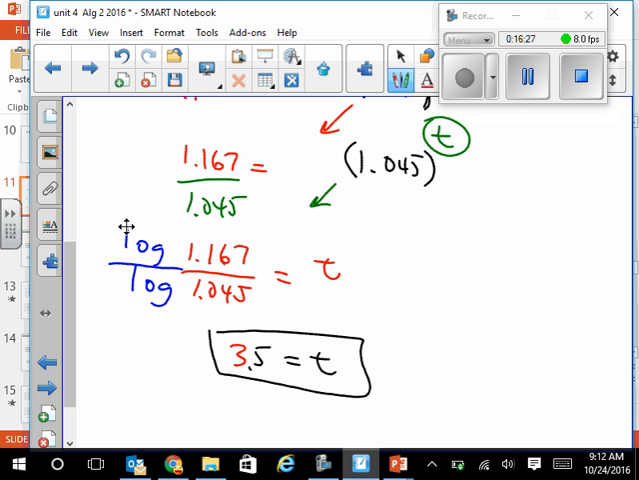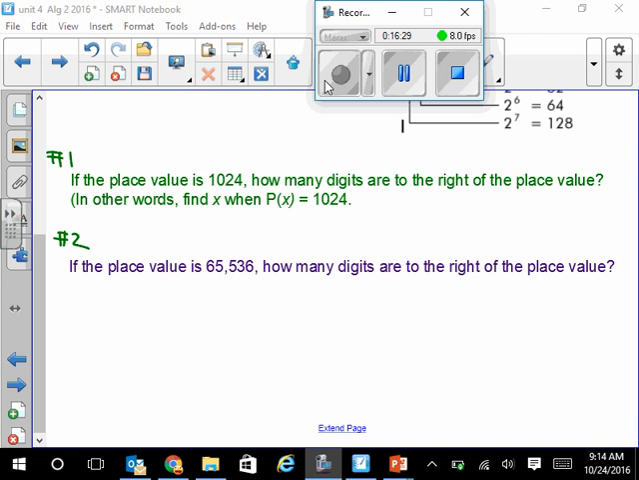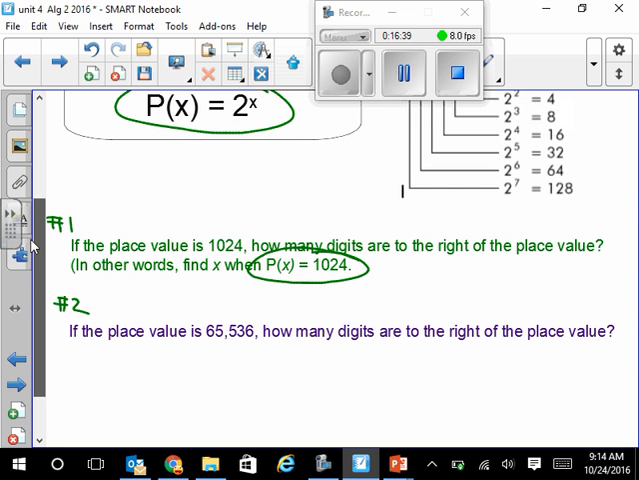Here it comes. I'm going to write over letters. P of X equals 2 to the X. I'm replacing the P of X with this 1024. 1024 equals 2 to the X. The X is floating in the sky, so what are we going to do? We're going to circle it and draw down.